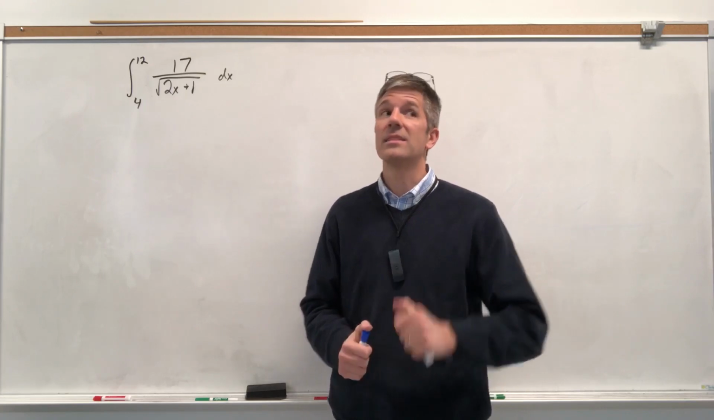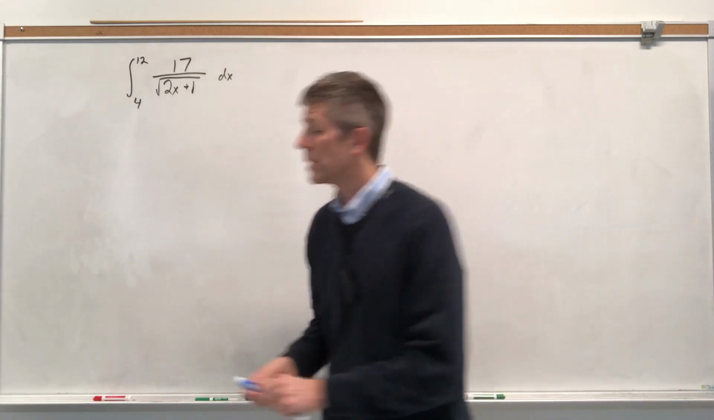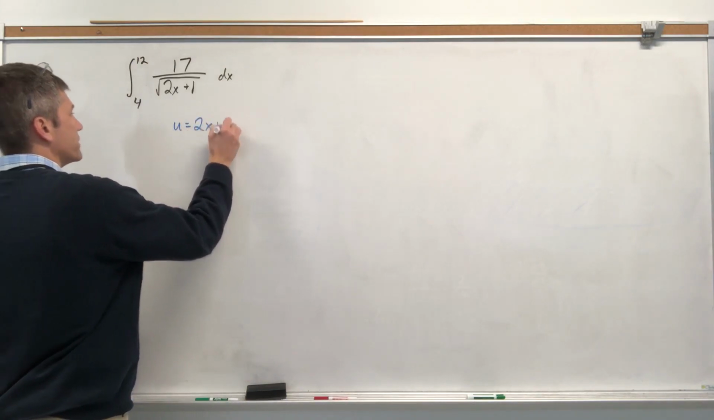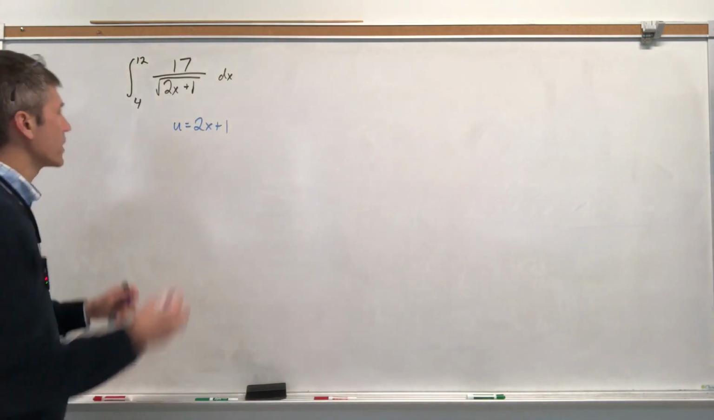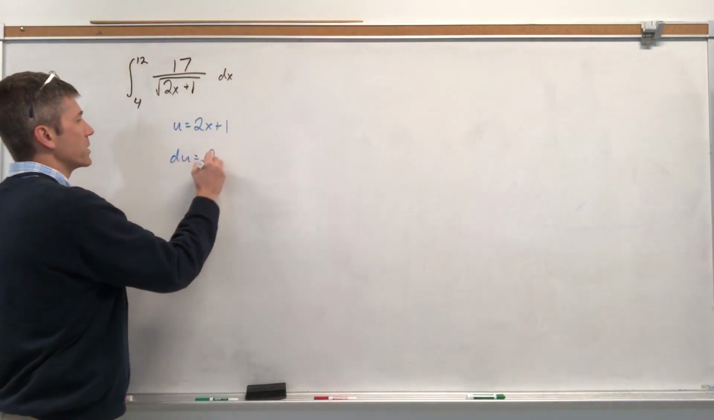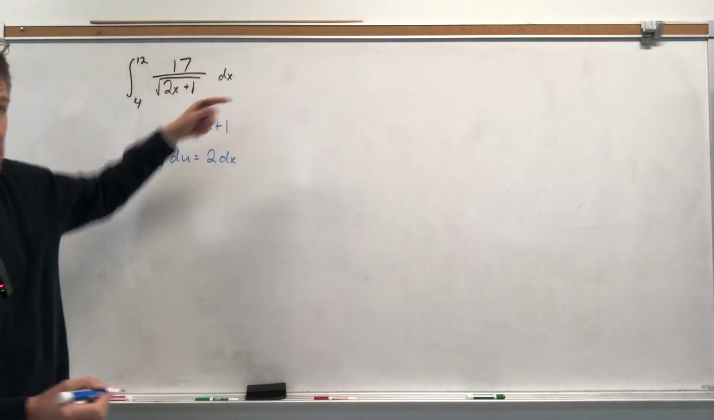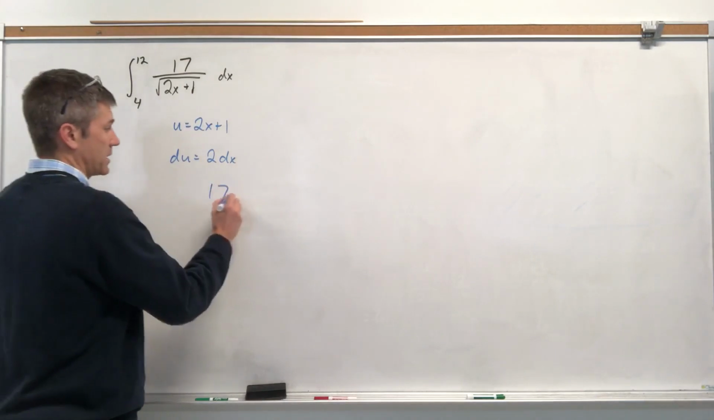Let's not let the entire denominator be u. Let's let u be 2x plus 1. Okay? So then we'll go from there. So I have the derivative of u, which would be 2 dx. And I don't want 2 dx, I want 17 dx. Well, I'll put 17 dx.